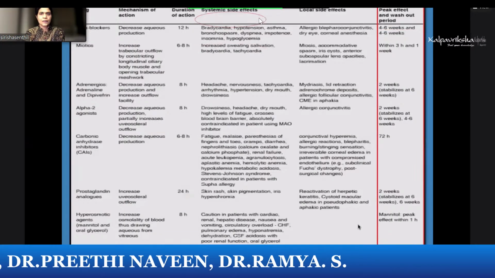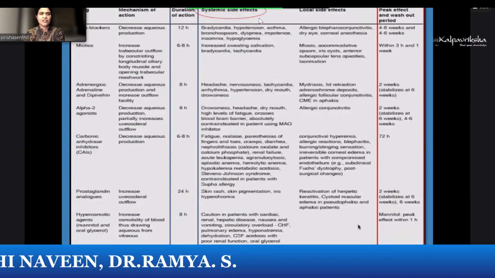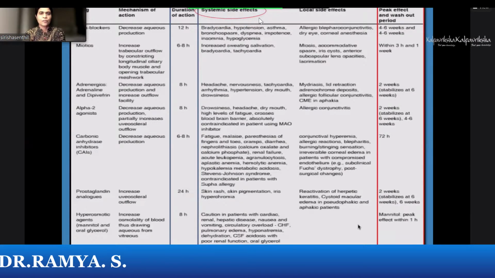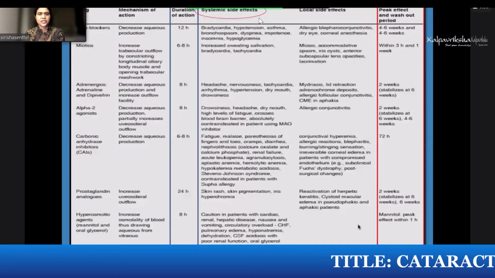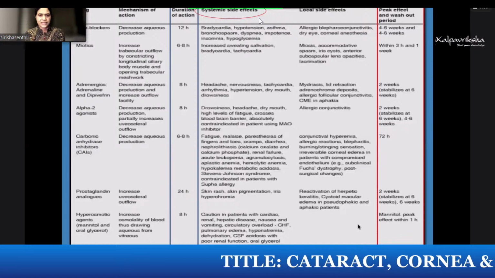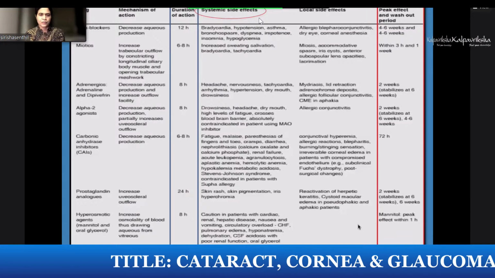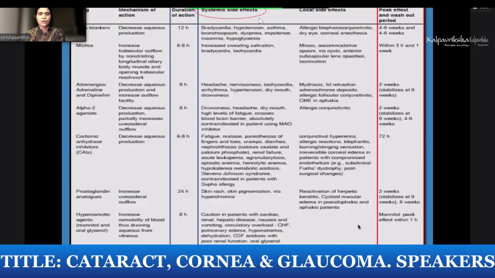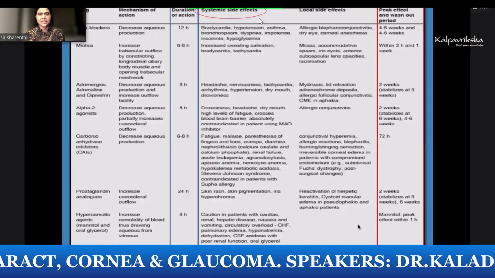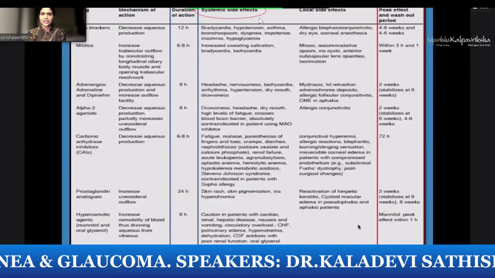I'm not going into the details of this graph, but what is important is that we need to remember the duration of action of the medication, based on which it is dosed. For example, if the duration of action is 12 hours, then we use it twice daily. If the action is 24 hours, then we use it once daily. So the frequency of usage of a medication depends upon the duration of action of the drug.